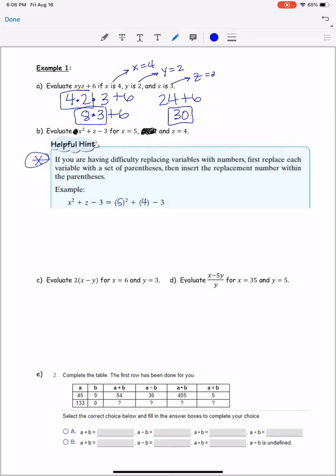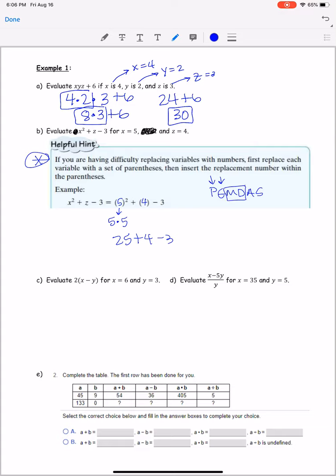So if you're having trouble, wherever you see a variable, put parentheses, and that makes it a little bit easier to put things in. So order of operations, I'm going to write that over here. That's our Please Excuse My Dear Aunt Sally. We have no parentheses, but I do have some exponents here. We've got that 5 squared. 5 squared simply means 5 times 5. 5 times 5 is 25. Bring everything else down. So plus 4 minus 3.